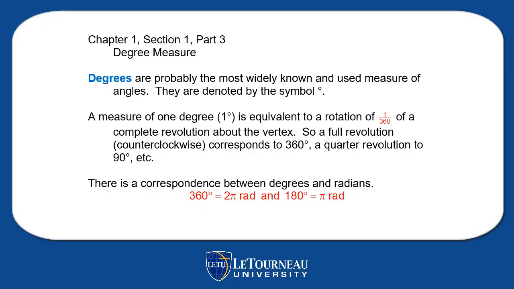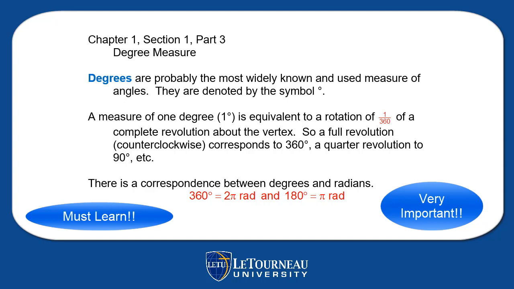Let's talk about degree measure. Degrees are probably the most widely known and used measure of angles. You notice the symbol. A measure of 1 degree is equivalent to a rotation of 1/360th of a complete revolution about the vertex. So a full revolution corresponds to 360. A quarter revolution is 90, and so forth.